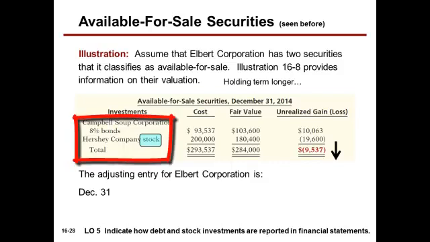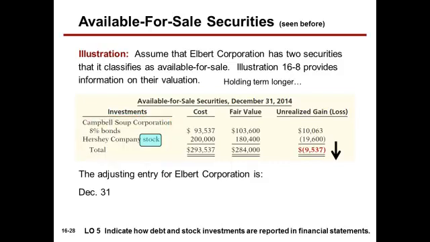Companies can have both bonds and stocks in these categories. Here, the initial cost for these two securities was $293,000 and change, and their fair value at December 31st is determined to be $284,000. In other words, a decrease of $9,537. We have to reflect this change in fair value on the books of Albert Corporation, the investor corporation.